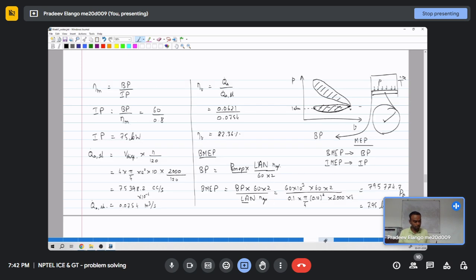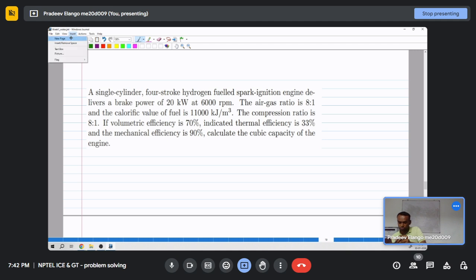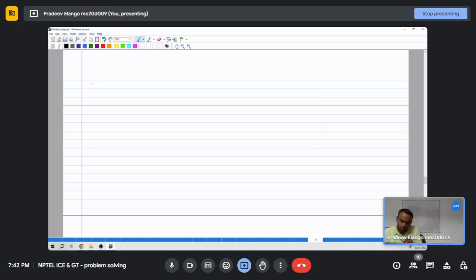and next is to calculate the mean piston speed. So what is mean piston speed? It is the average speed throughout the stroke.